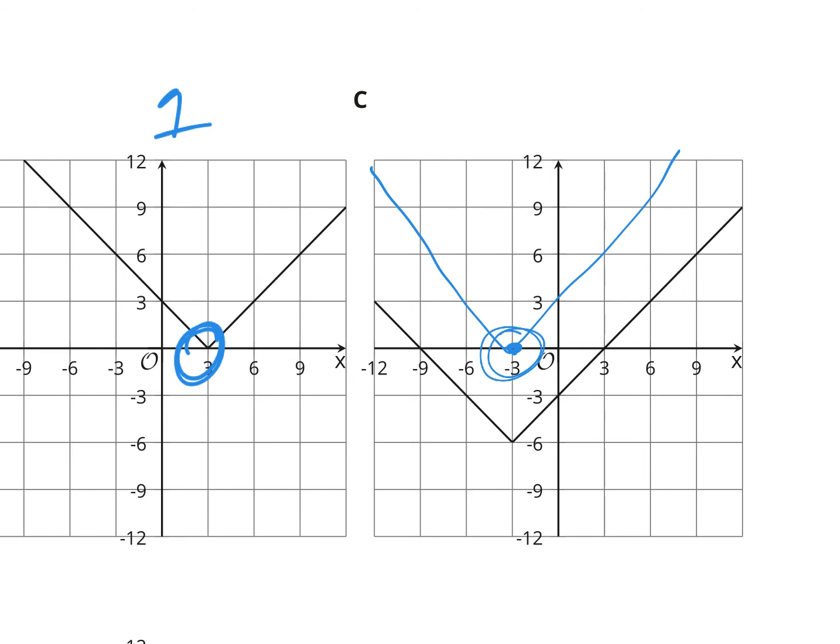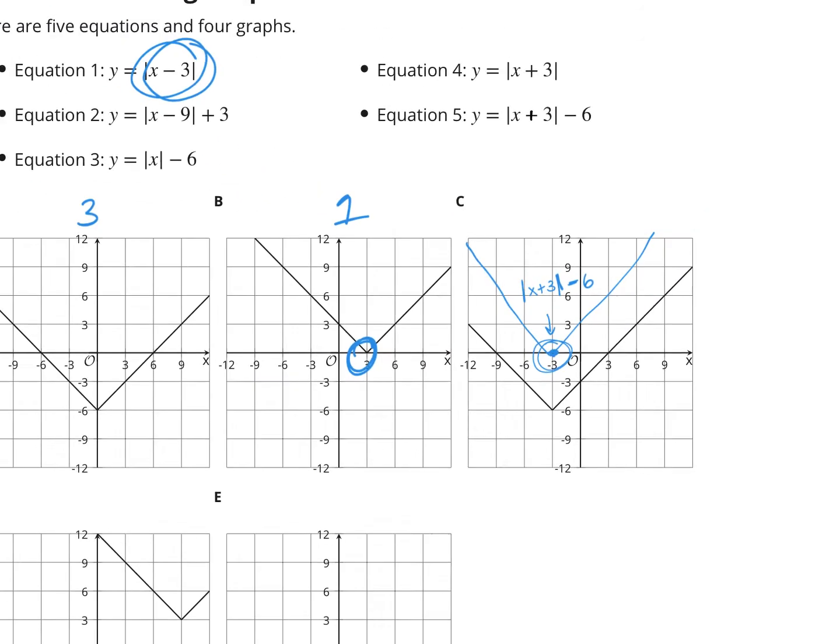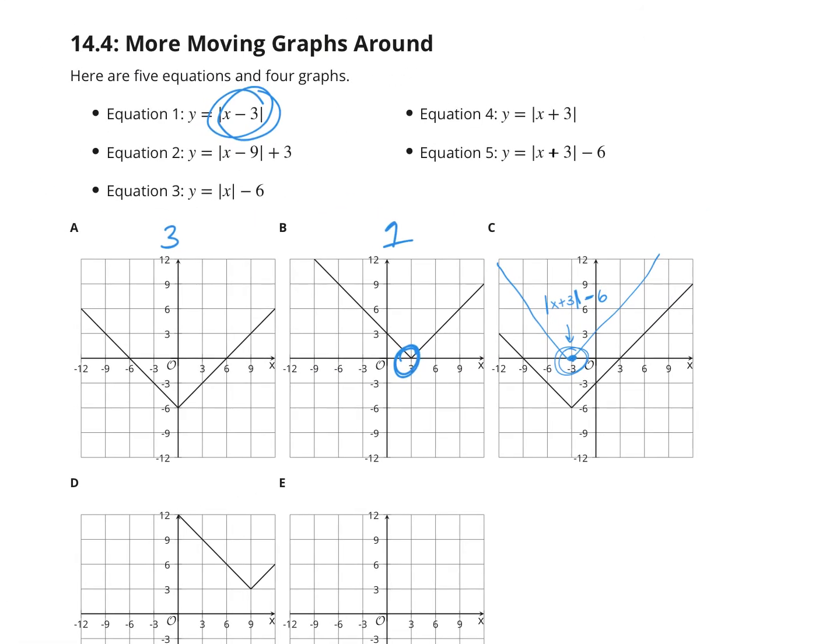So if I want y to be 0, I would have to do -3 plus 3. That tells me inside of the absolute value, I'm going to have x plus 3. But I also have a shift down. So that means I'm also going to be subtracting 6 outside of the absolute value symbols. So that tells me this is equation 5.